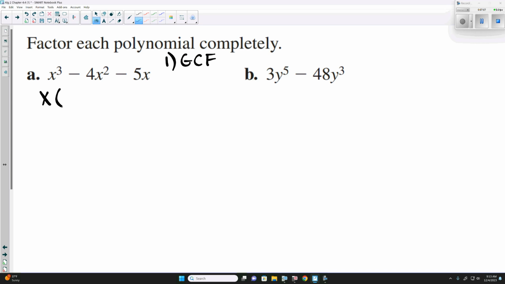And if we factor that x out of x to the third, we're left with x squared. If we factor it out of negative 4x squared, we're left with negative 4x. And if we factor it out of negative 5x, we're left with negative 5. So we have x times x squared minus 4x minus 5. Now, x squared minus 4x minus 5, we can factor. We know how to factor those because we have our two sets of parentheses with 3 spaces.